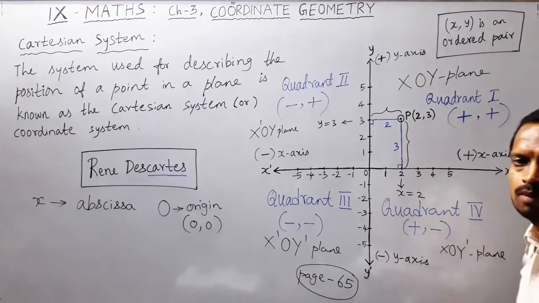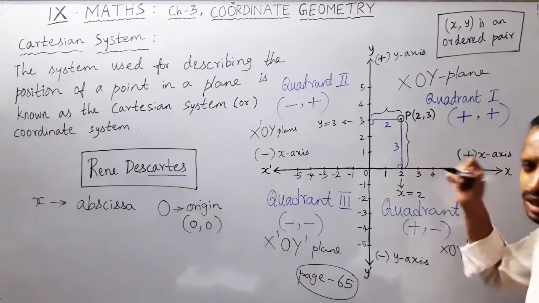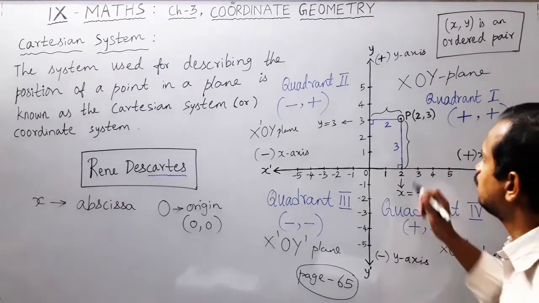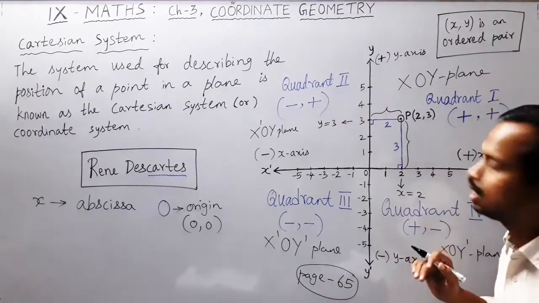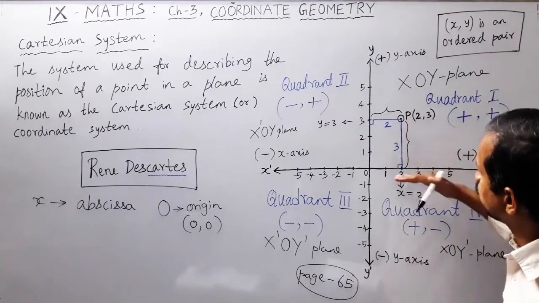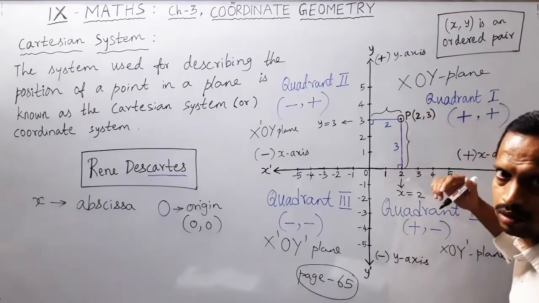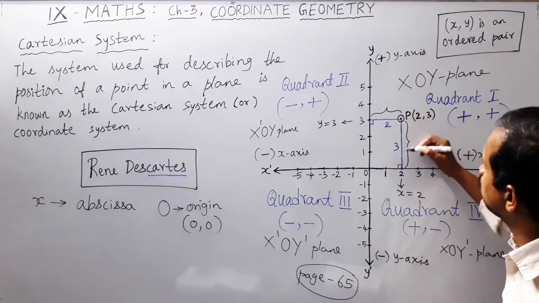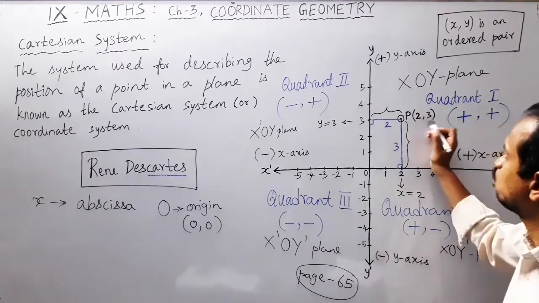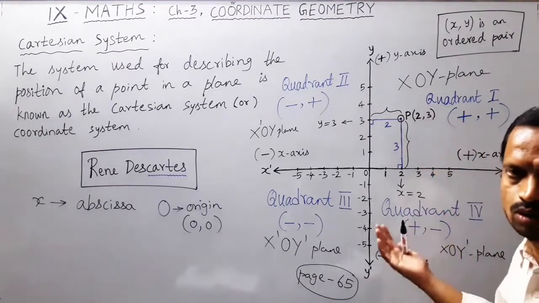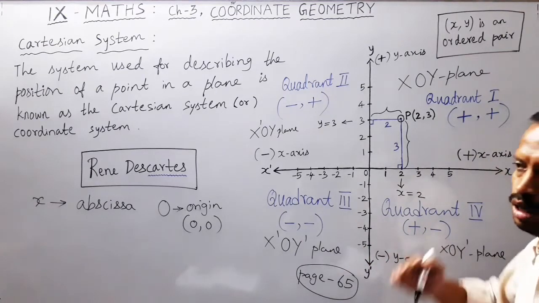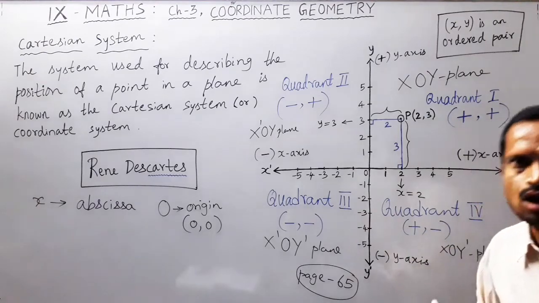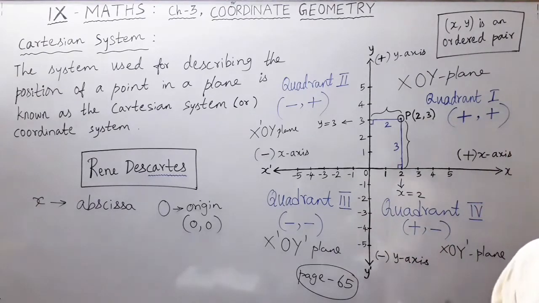You see here (2, 3). So 2 represents x, the x-coordinate, which is the distance from the y-axis to the point. This is 2, and from the x-axis to the point, the distance is 3. So that is called the y-coordinate. You see (2, 3): 2 is x and y is 3. So the x-coordinate is 2 and the y-coordinate is 3. They are explaining how we get the x-coordinate and y-coordinate.